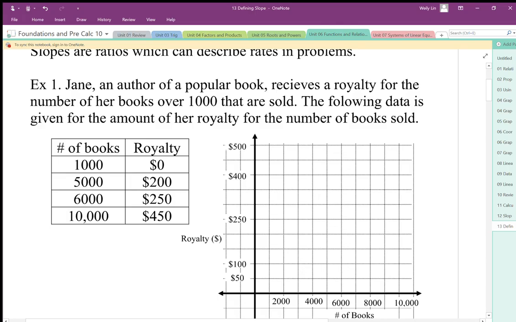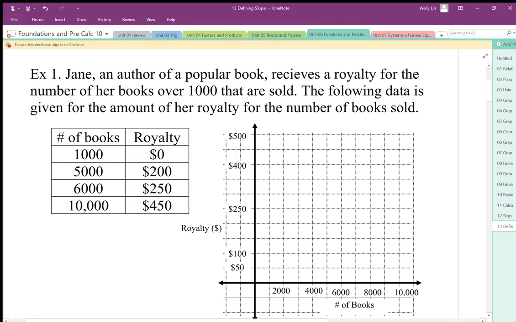So it looks like this. We'll just graph it. At 1,000 books, she gets 0. At 5,000, she's going to get $200. 6,000 books, she gets $250 of royalty. And at 10,000, she ends up with $450.